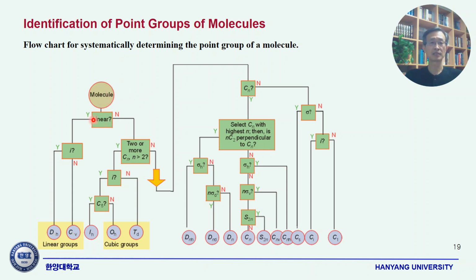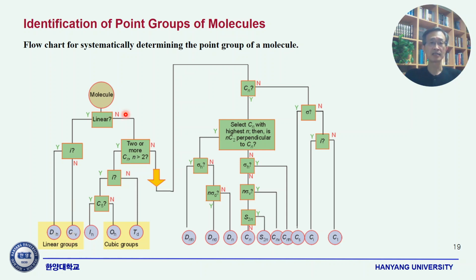If that's linear, yes, then go this way. If there is an inversion center, if yes, that's D∞h symmetry. And if that's linear and there is no inversion center, then C∞v group. Okay, you just found these special cases. Actually, these are all special cases we have seen in the previous slide.